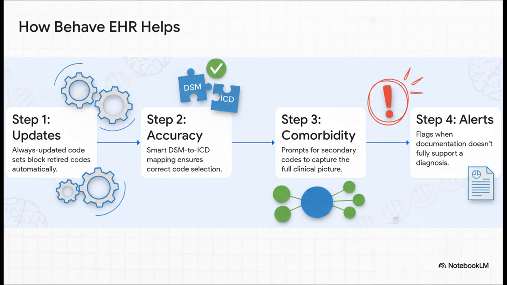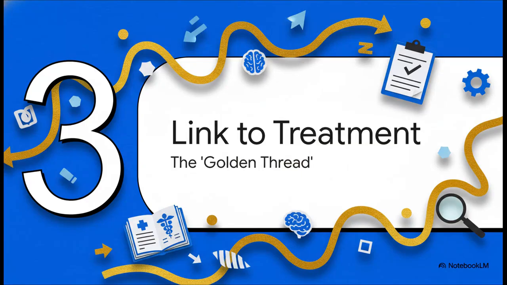Now, a specialized EHR can be like your co-pilot here, helping you avoid all these errors. Look for things like automatic code updates, smart DSM to ICD mapping, and even prompts for those comorbid conditions. Some systems, and this includes Behave Health, can even alert you if your documentation doesn't quite support the diagnosis you've chosen. Pretty cool, right?